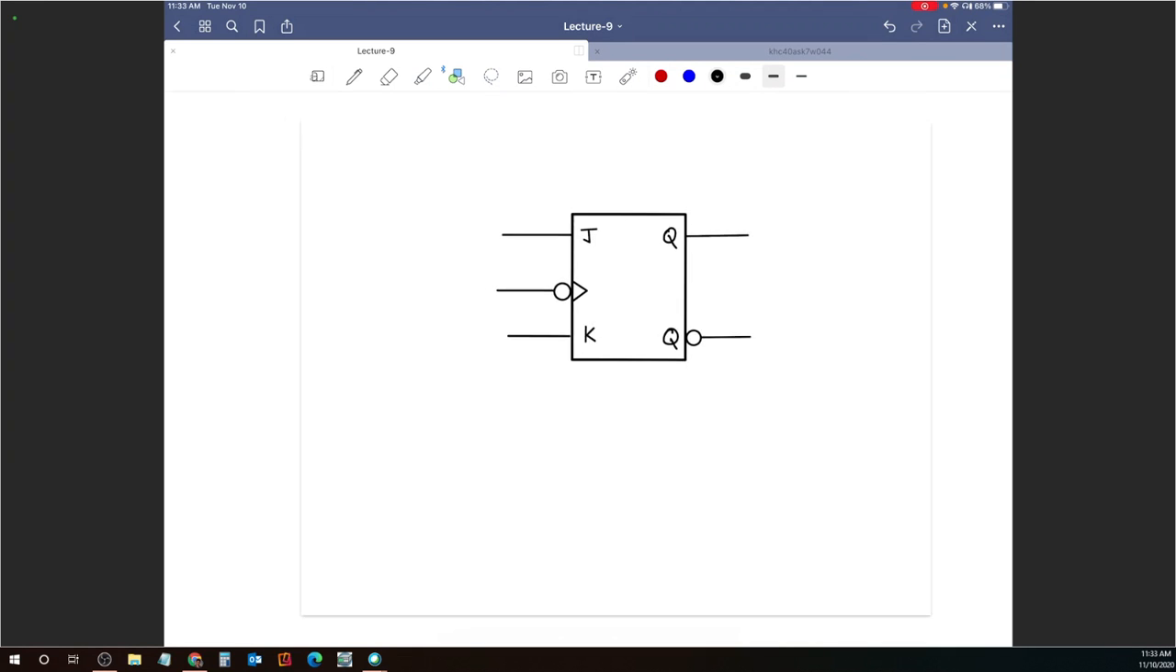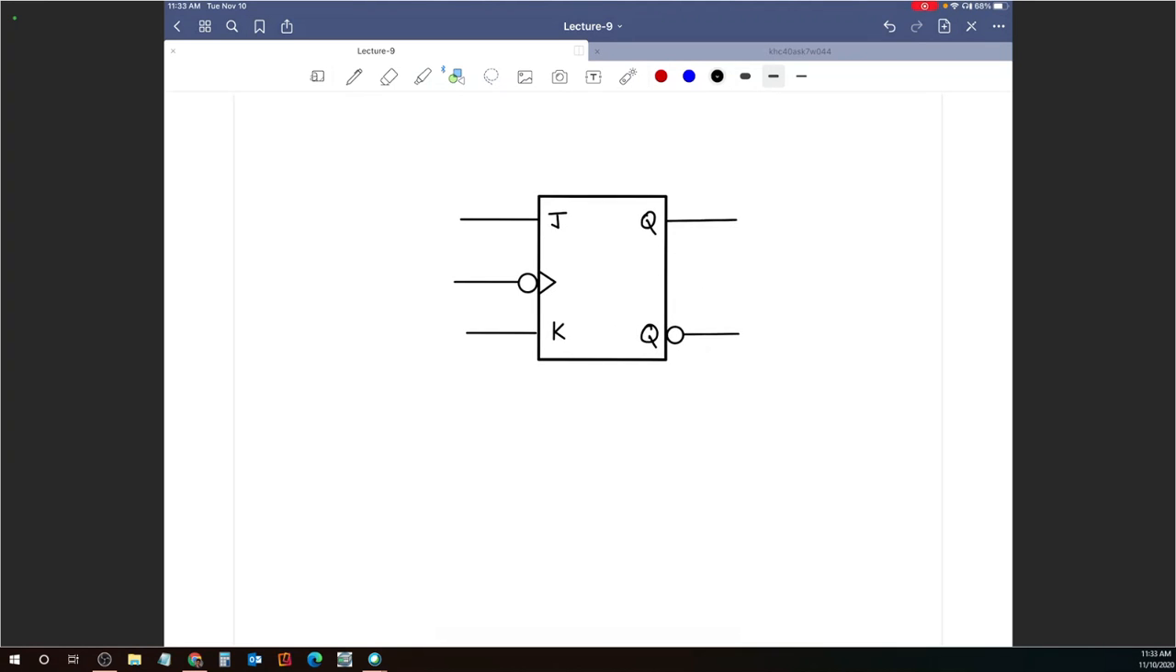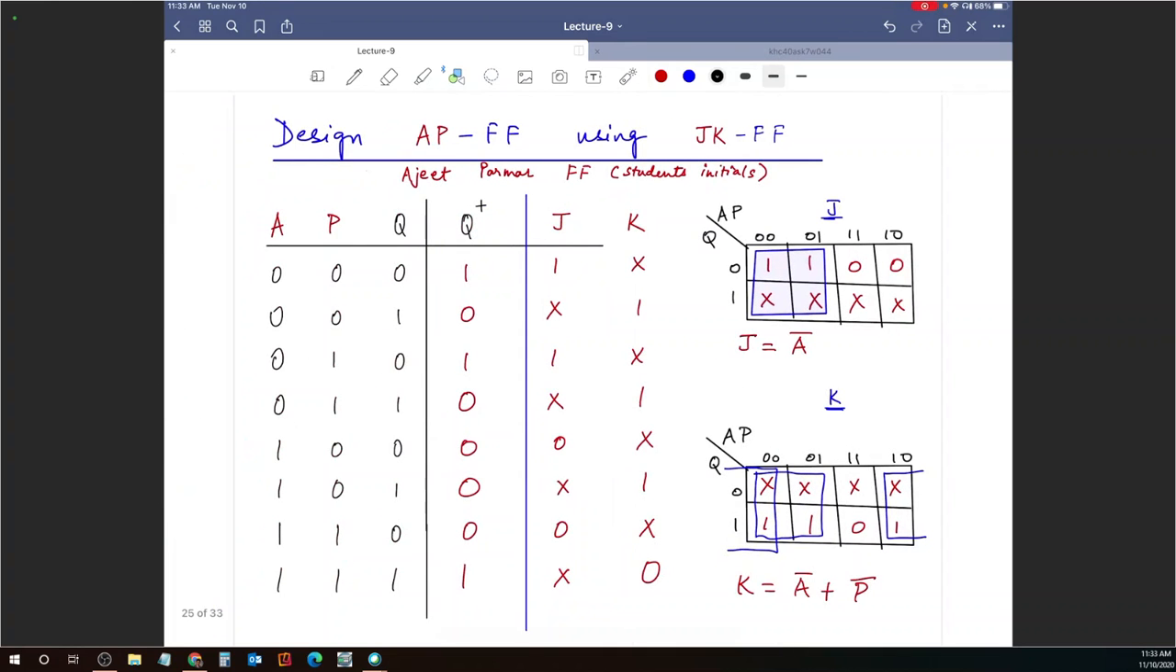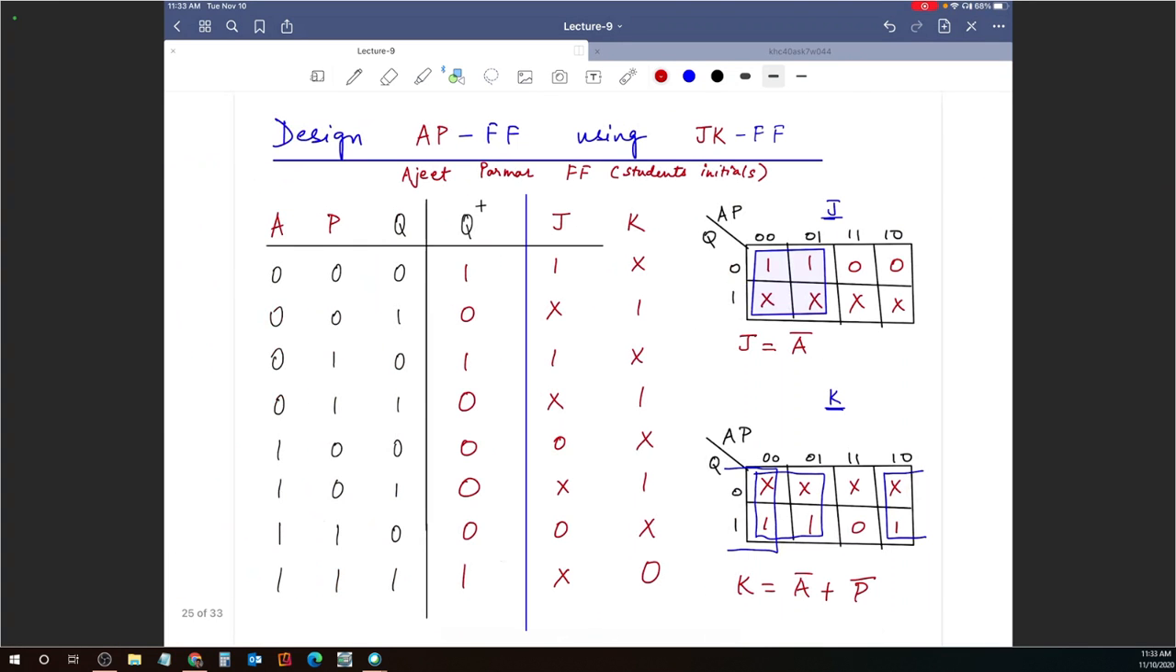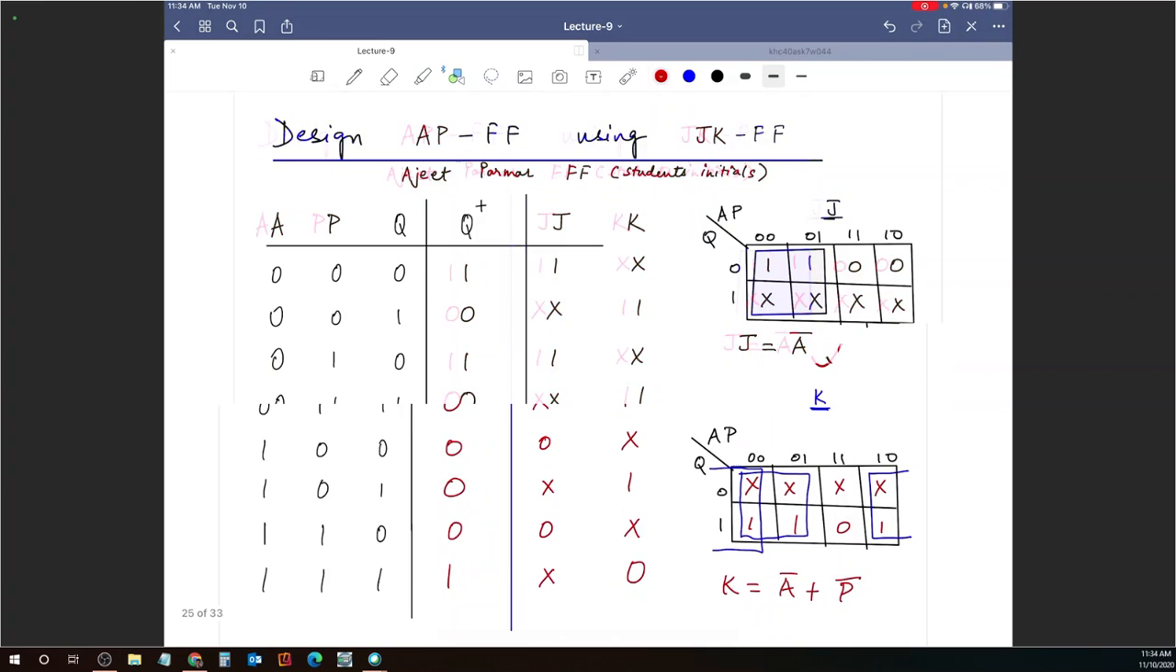Now once I figure out what is given, I sketch it out. Now I go back to my equations. J is A complement, K is A complement or P complement. So I have, say, A over here. That's going to drive J. I'm done with that. Next, K is A complement or P complement.